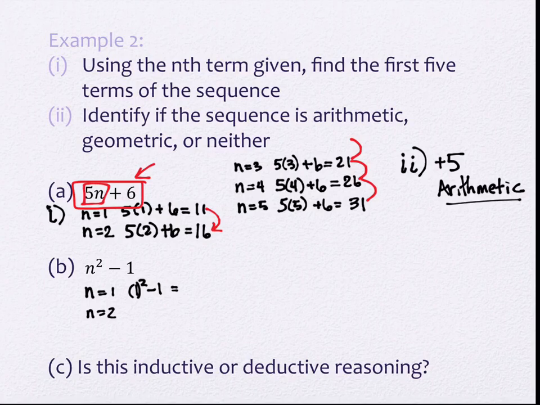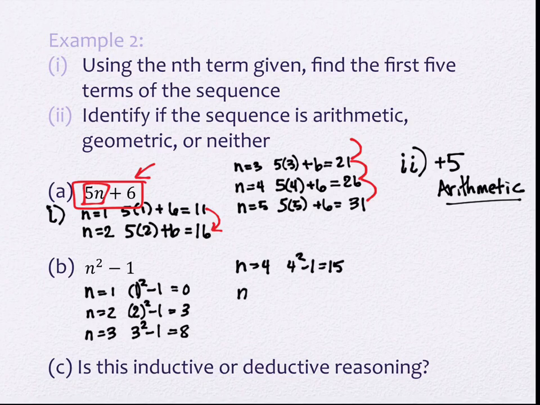What is 1 squared minus 1? It's 0. How about 2 squared minus 1? It's 3. How about 3 squared minus 1? 4 squared minus 1 is 15. And then the last one, 5 squared minus 1 is 24. Okay, so that's part I.